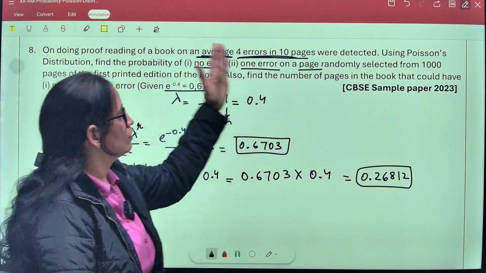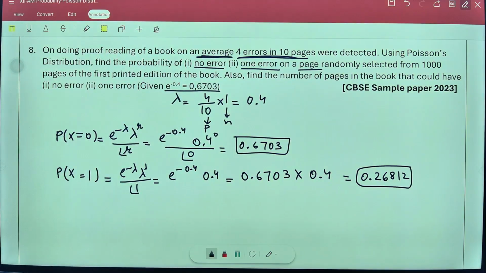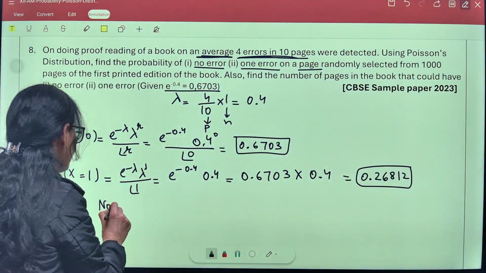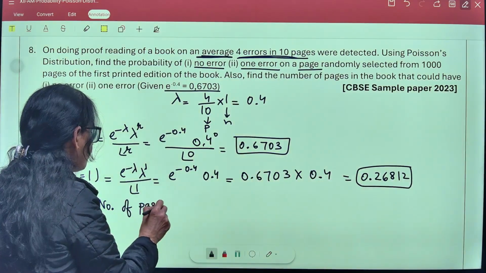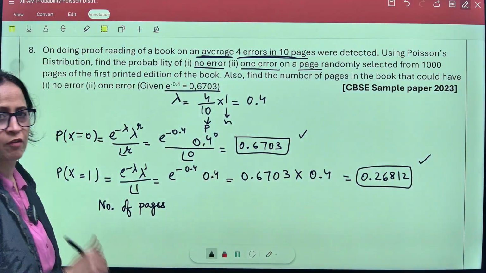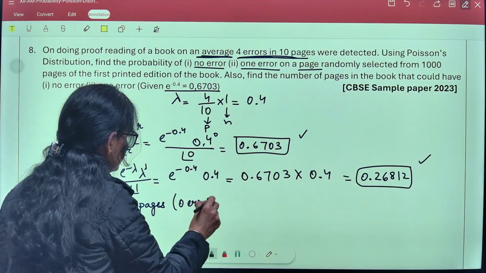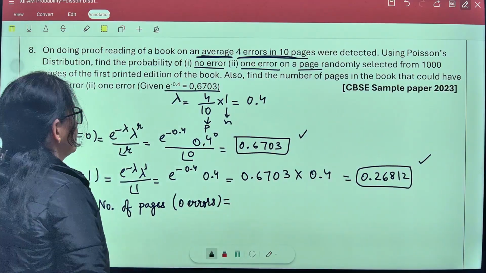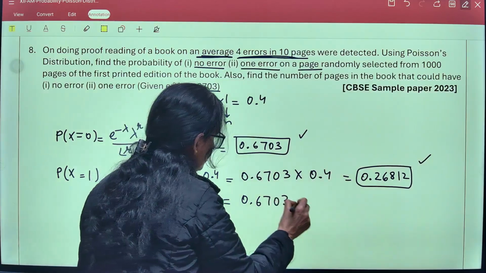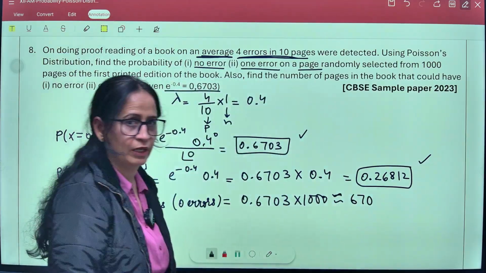Now, in case you also need to find the number of pages that could have 0 errors or 1 error from a book of 1000 pages, you just need to multiply these values by 1000 and you will get the number of pages. Always remember probability is always less than 1. It can never be greater than 1. So if you need to find the number of pages with 0 errors, you just multiply the probability for 0 errors by 1000. So that means there are approximately 670 pages that would have no error.